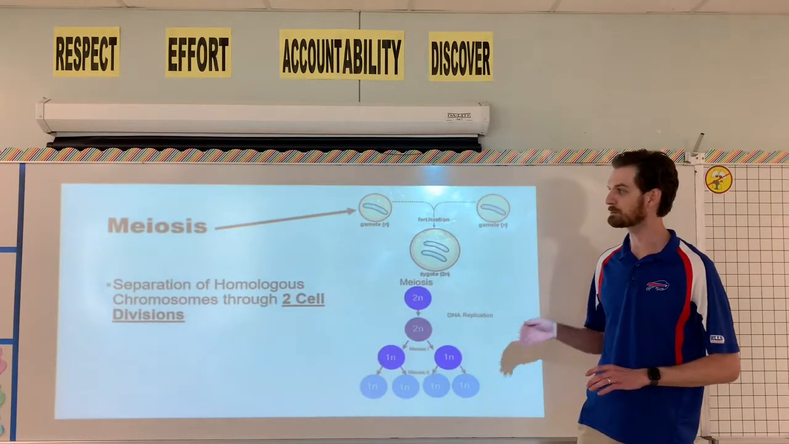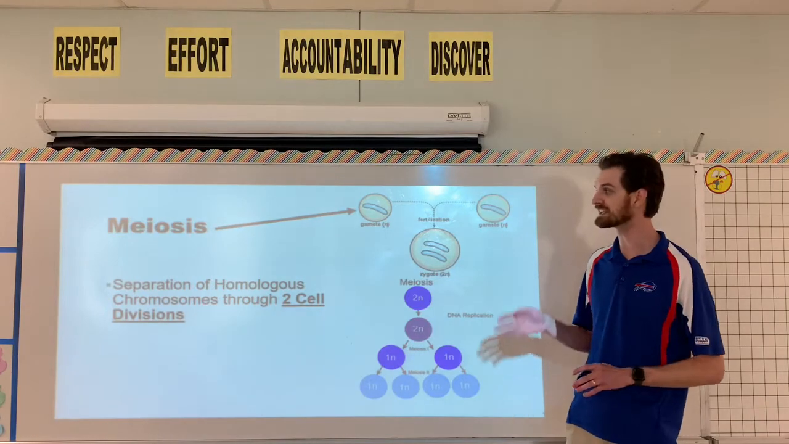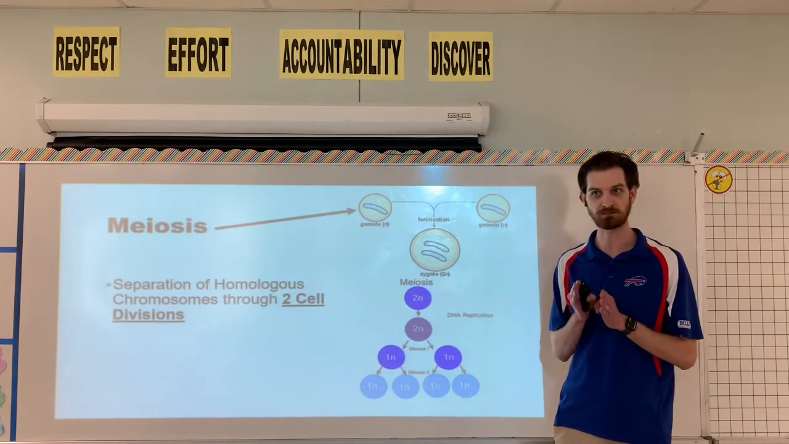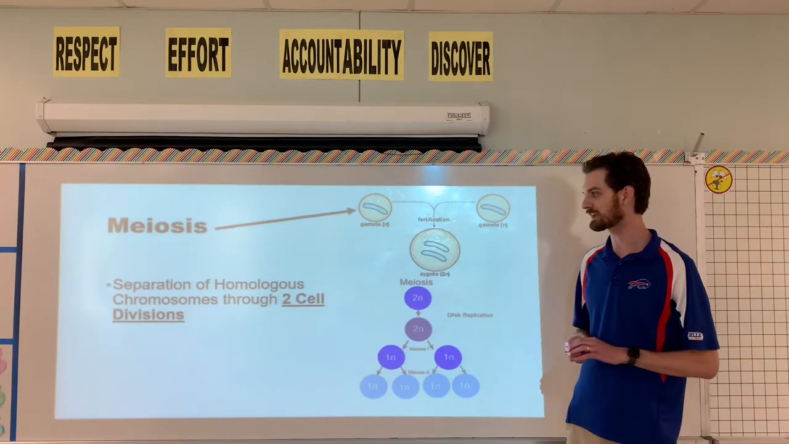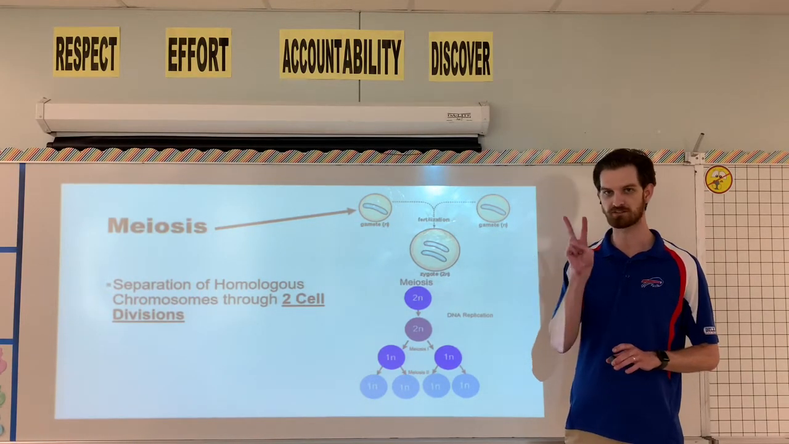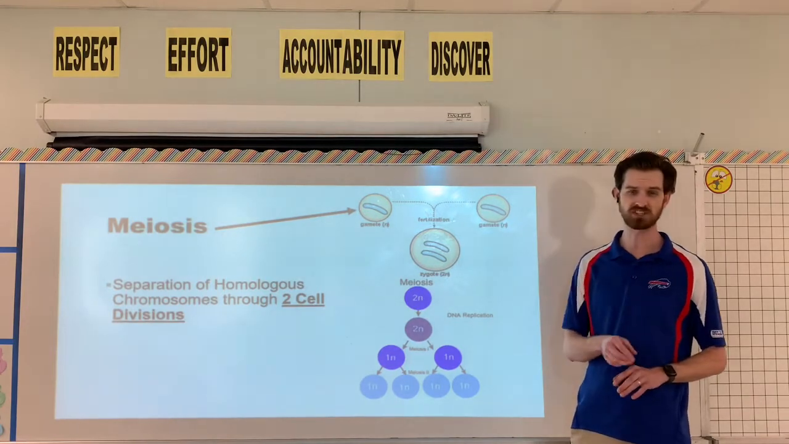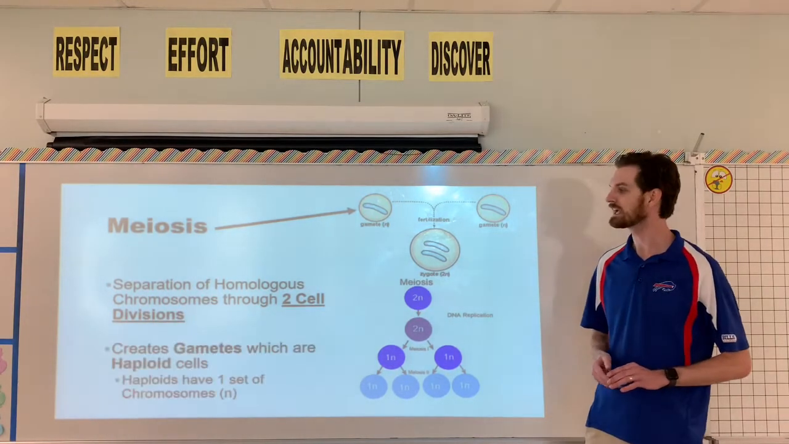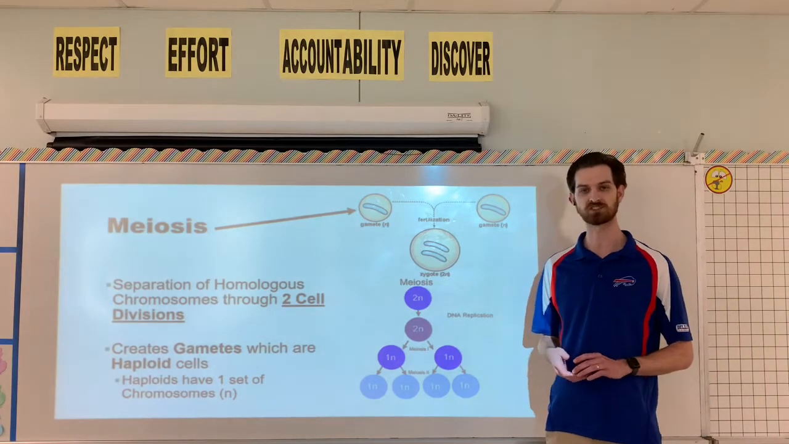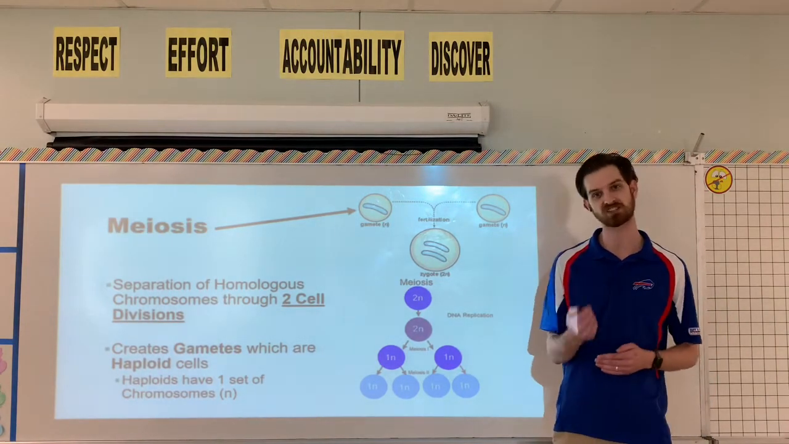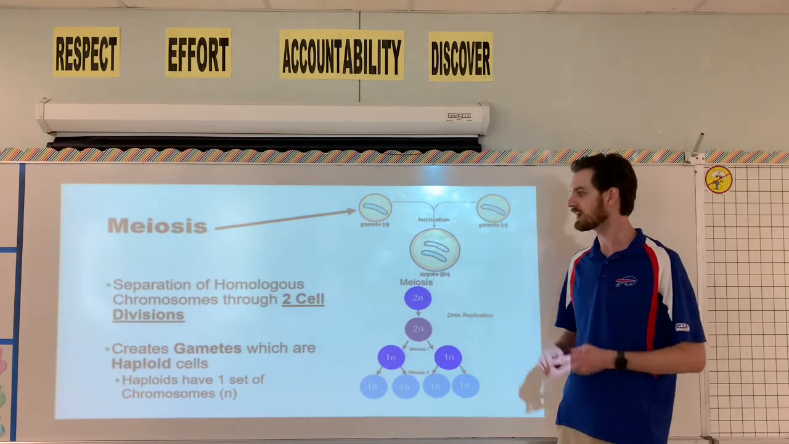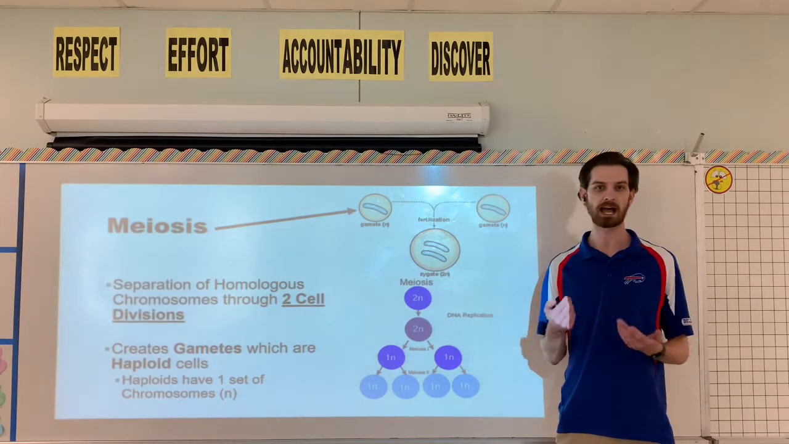Okay, so remember, meiosis that we talked about previously is the separation of the homologous chromosomes. We're going to separate those same-ish chromosomes into 2 different categories through 2 cell divisions. So unlike mitosis that has 1 cell division, meiosis has a double cell division. And what we produce by the end of this is something called a gamete or a sex cell. So gametes will be your sperm cells or your egg cells, and they can also be known as haploid cells.